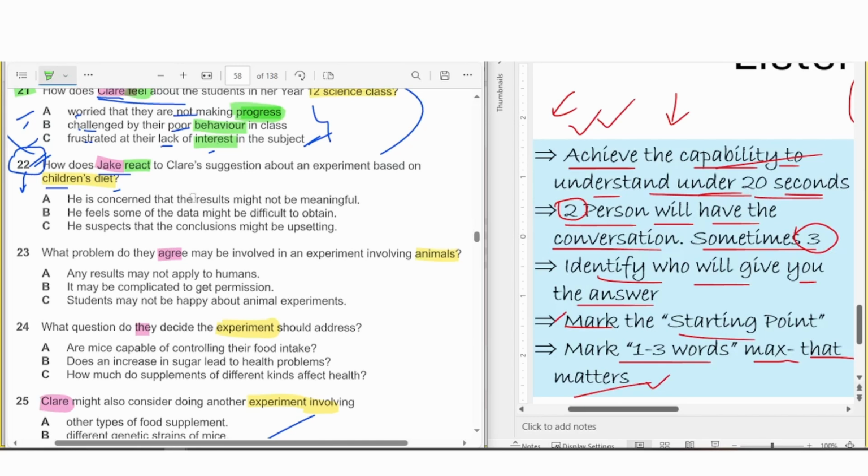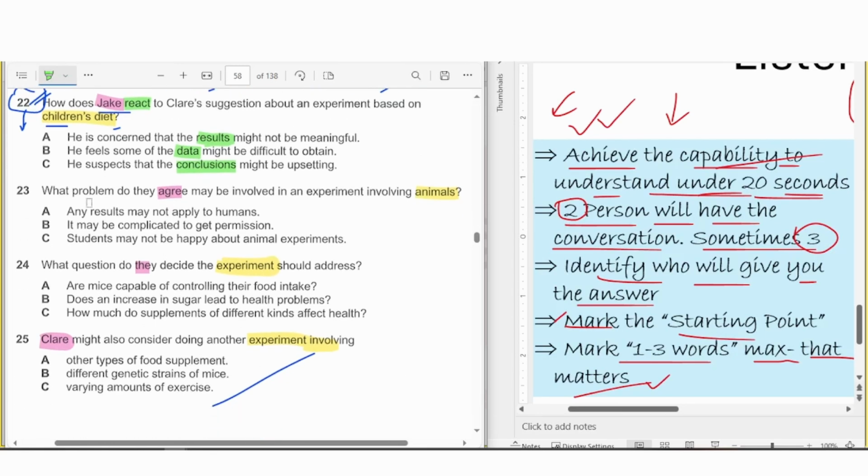So here we are looking for Jake's reaction. Did Jake react about the result? That's what we are looking for. Did Jake react about the data? Did Jake react to the conclusion? What does Jake really react to: the result, the data, or the conclusion? Now things are becoming easier, and it's very clear what you are looking for.